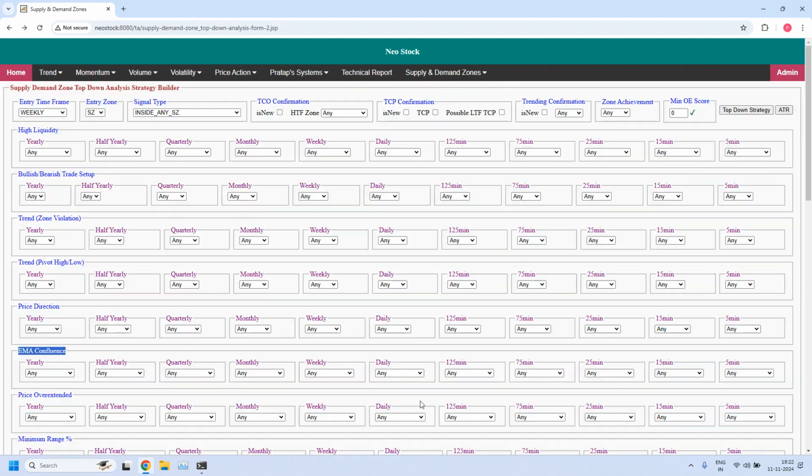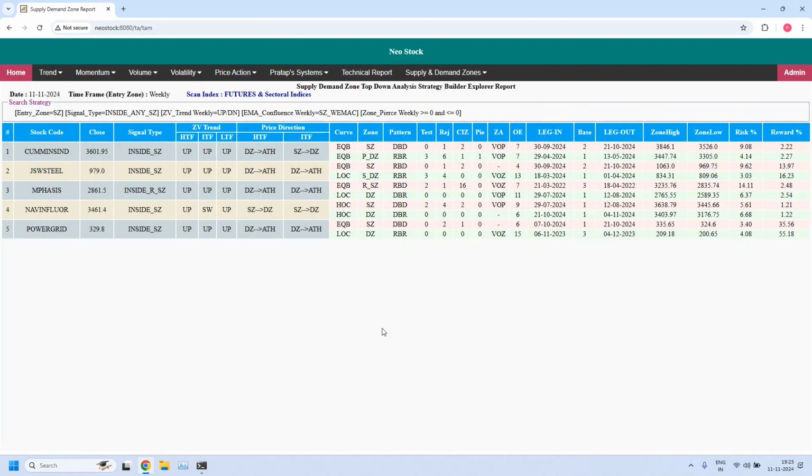So in the EMA Confluence, weekly time frame, weekly supply zones with weekly EMA Confluence. These are the high probability setups, but trend should not be sideways. So in the trend at weekly time frame, selecting up or down trend, but not sideways. Now these 5 stocks are filtered, and all these 5 supply zones are counter trend trade setups only you have to use. You can't use bearish trade setup because no stocks are bearish.